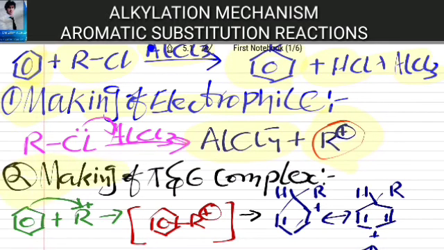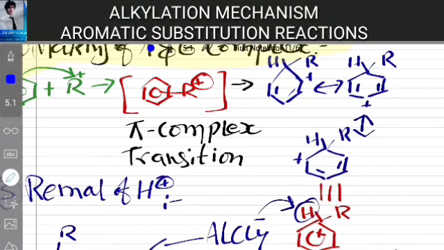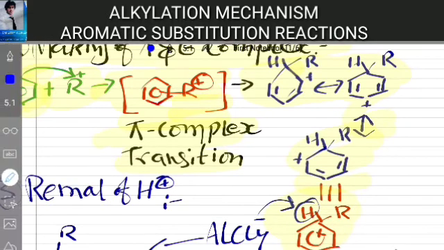The second step for the mechanism is making of the pi and sigma complex. For this, we react our benzene or aromatic ring with our electrophile, and the first thing we get is the pi complex, which is a transition state, denoted as follows. This will immediately turn into the sigma complex intermediate. It is termed an intermediate because it is delocalized. It is a somewhat stable state.